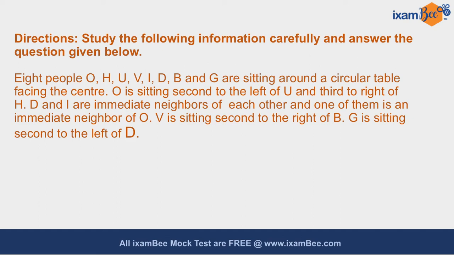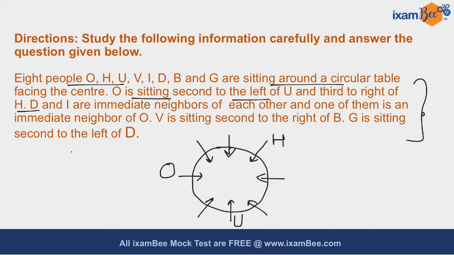It is given to you that O, H, U, V, I, D, B and G are sitting around a circular table facing the center, and some more directions are given to you. You have to comprehend these directions and draw your circular arrangement. So we'll try comprehending these statements one by one. It is given that O is sitting second to the left of U and third to the right of H. So accordingly we can have this particular diagram where O is sitting second to the left of U and third to the right of H.